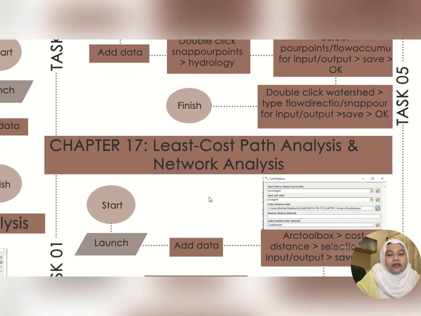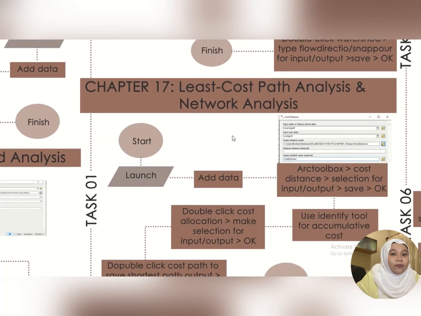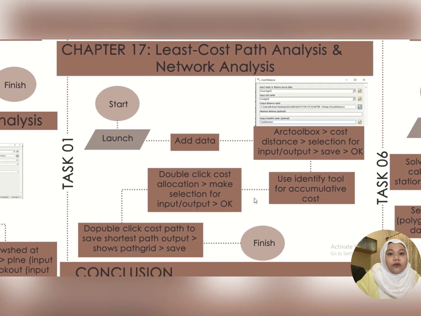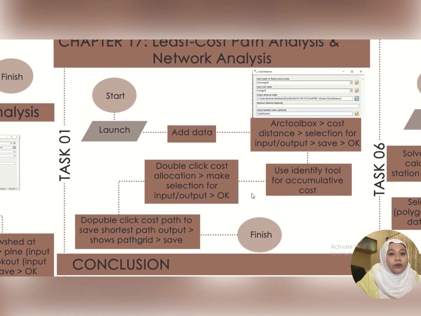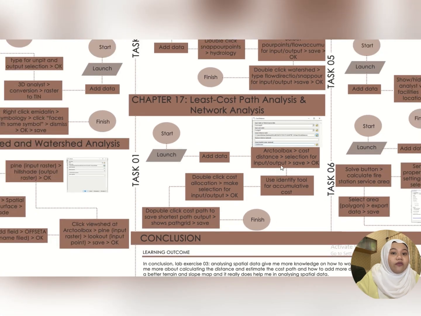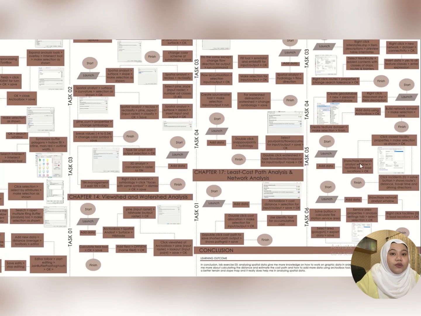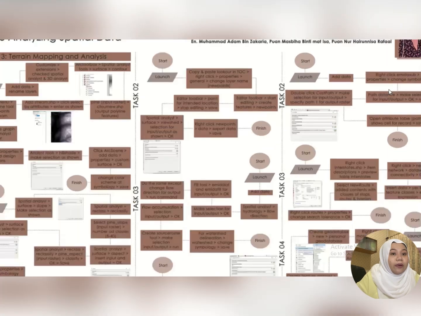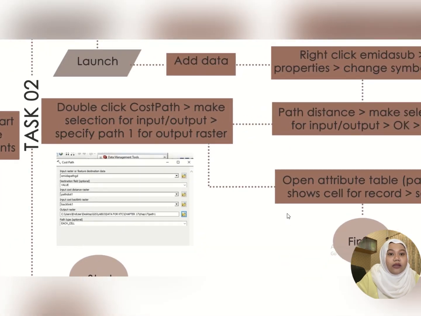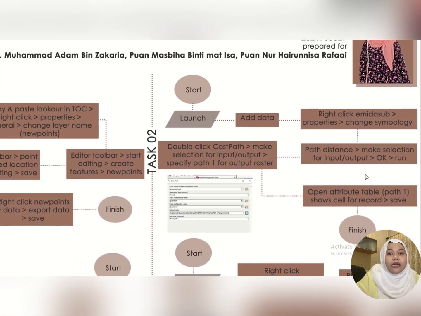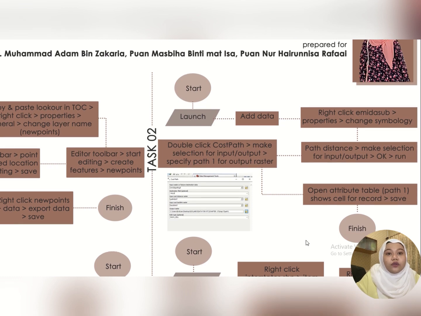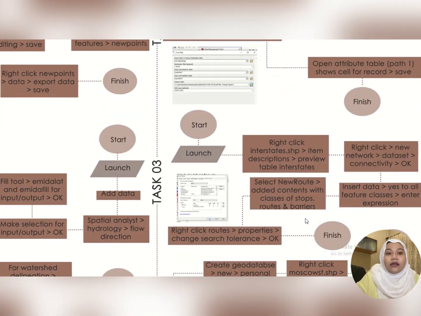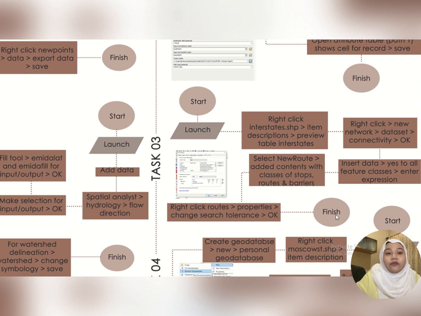Chapter 17 introduces path analysis and network applications. In task 1, we learn how to compute the least accumulative cost distance using the shortest path function. In task 2, it introduces how to compute the path distance from two cells to other source cells. In task 3, we learn how to run shortest path analysis by finding the shortest route towards cities and travel time.